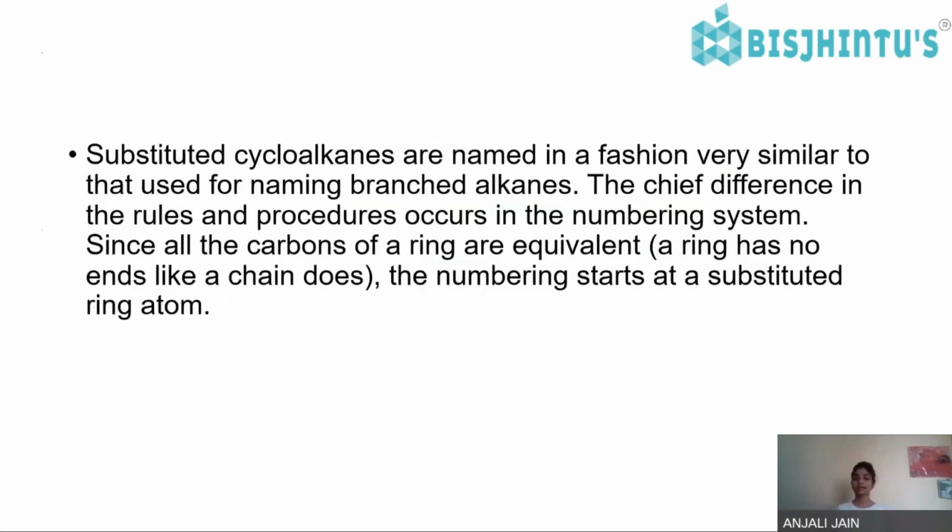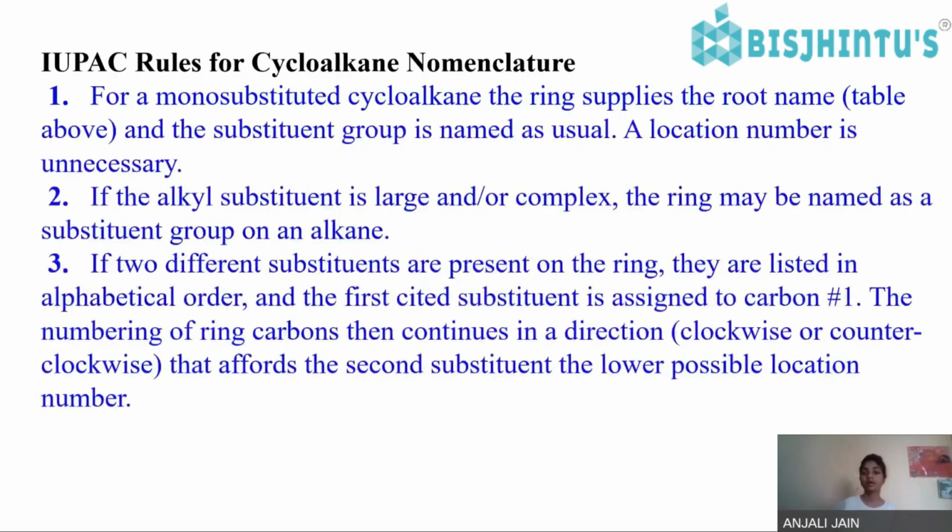Substituted cycloalkanes are named in a fashion very similar to naming branched alkanes. In a similar way, we can use the cycloalkane nomenclature. The chief difference in the rules and procedure occurs in the numbering system. Since all carbons of the ring are equivalent, a ring has no ends like a chain does. The numbering starts at a substituted ring atom. So, these are the IUPAC rules for cycloalkane nomenclature.